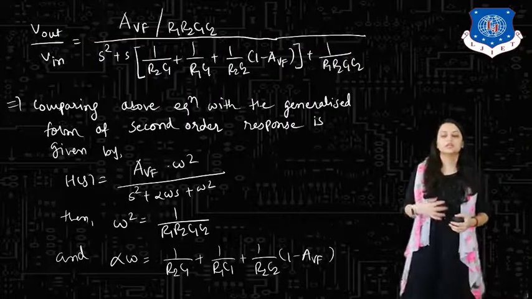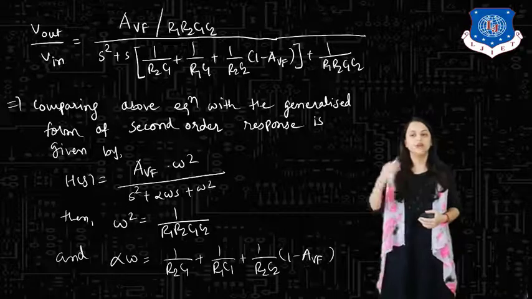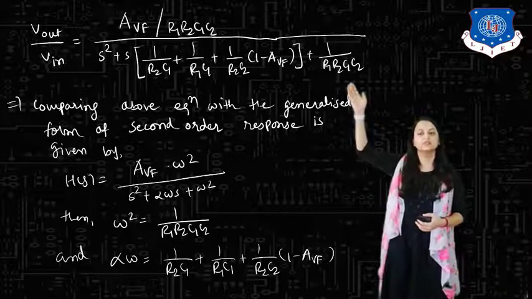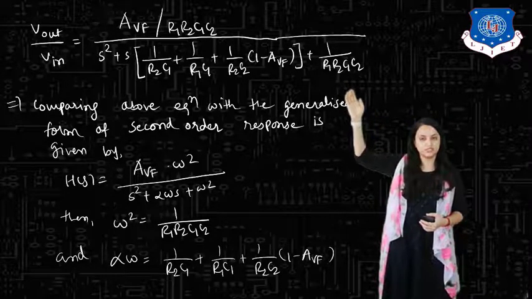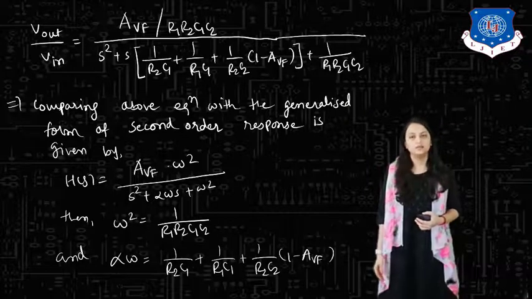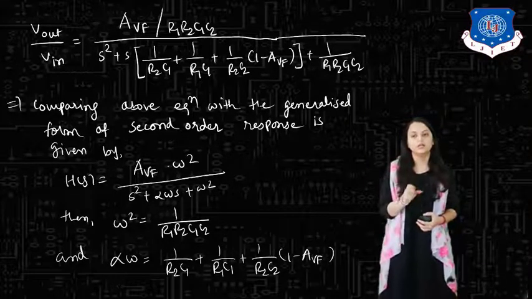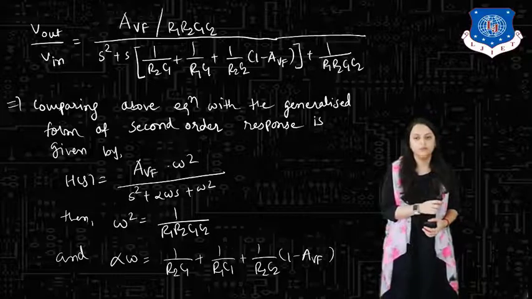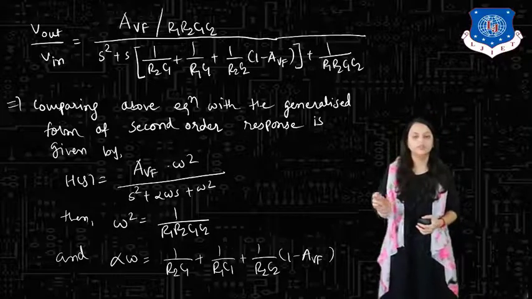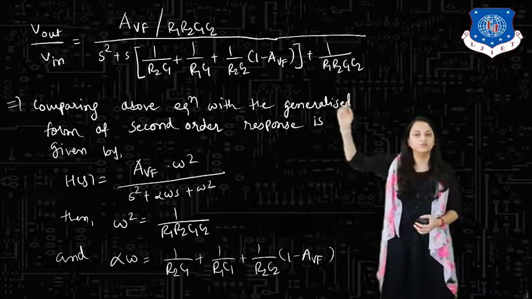So for this, if we want to obtain the transfer function Vout by Vin, we can give it as ABF upon R1 R2 C1 C2 divided by S square plus S into 1 by R2 C1 plus 1 by R1 C1 plus 1 by R2 C2 into 1 minus ABF plus 1 by R1 R2 C1 C2.